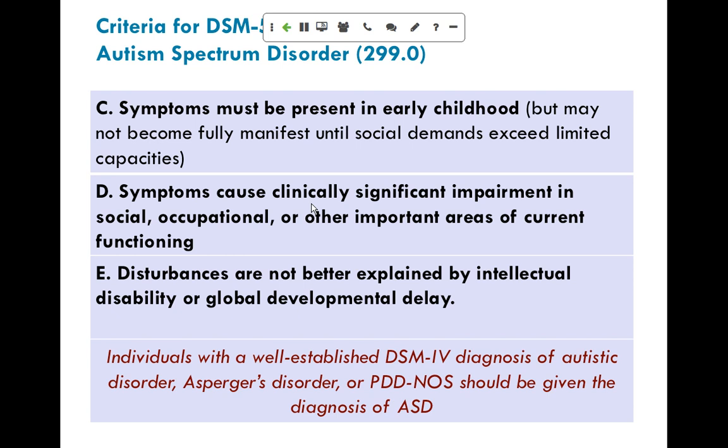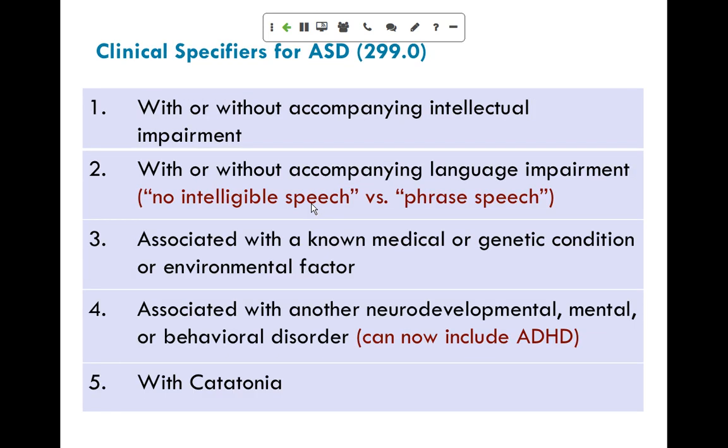And certainly because the criteria changed so drastically from the DSM-4, where there were subtypes of autism, into the current DSM-5, a pre-existing DSM-4 diagnosis still holds in good standing today.